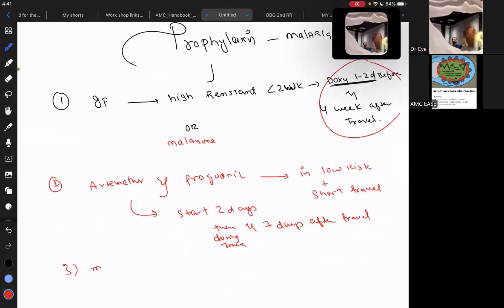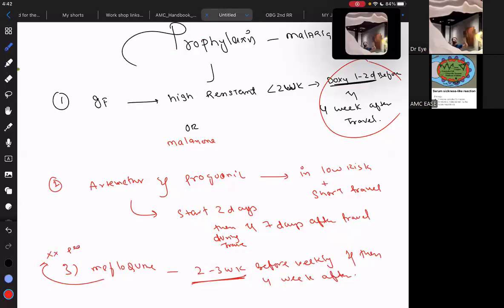And then the third one, remember that mefloquine. Mefloquine is used 2 to 3 weeks before. Please remember this, 2 to 3 weeks before, and it is taken weekly, and then 4 weeks after the travel, right? And mefloquine is not given to peds. Remember this. Doxy is not given to peds who are less than 8 years.